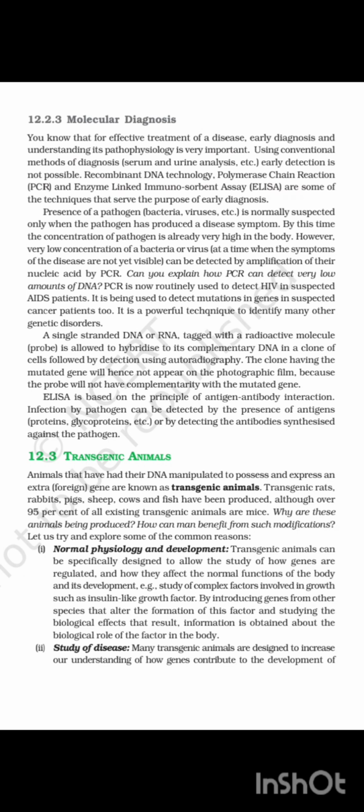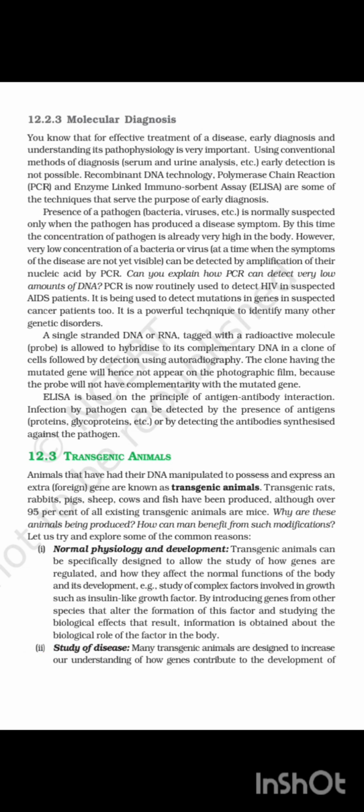First, normal physiology and development. Transgenic animals can be specifically designed to allow the study of how genes are regulated and how they affect the normal function of the body and its development. Example, study of complex factors involved in growth, such as insulin-like growth factor, by introducing genes from other species that alter the formation of this factor and studying the biological effects that result. Information is obtained about the biological role of the factor in the body.